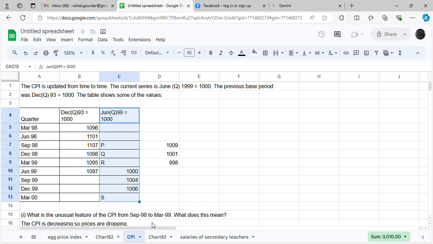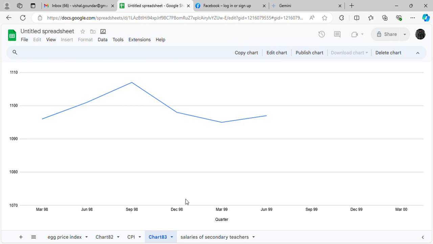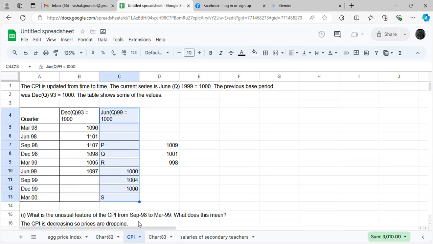So what is the unusual feature of the CPI from September 1998 to March 1999? There was a decrease. The CPI is decreasing, so prices are dropping.